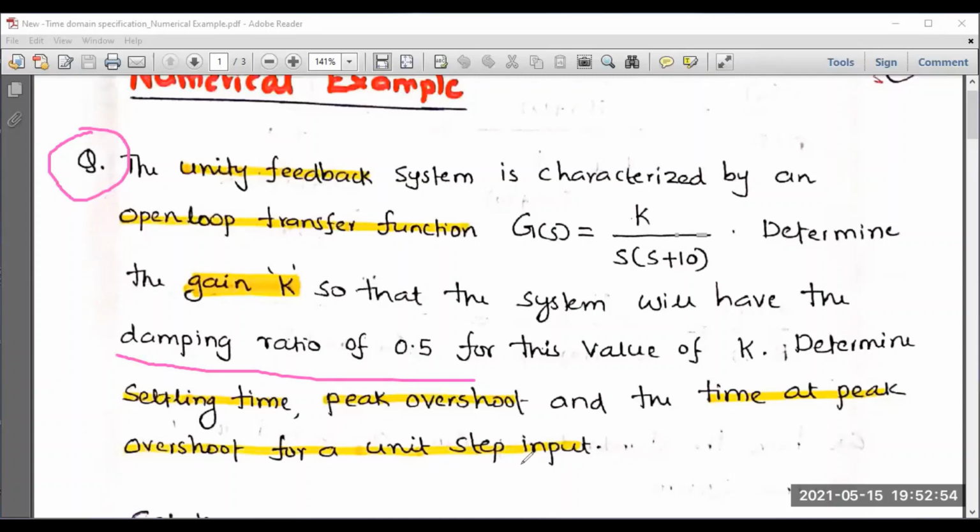These kinds of questions can be expected during competitive examinations also, and you can expect a higher level of problem during the GATE examination.